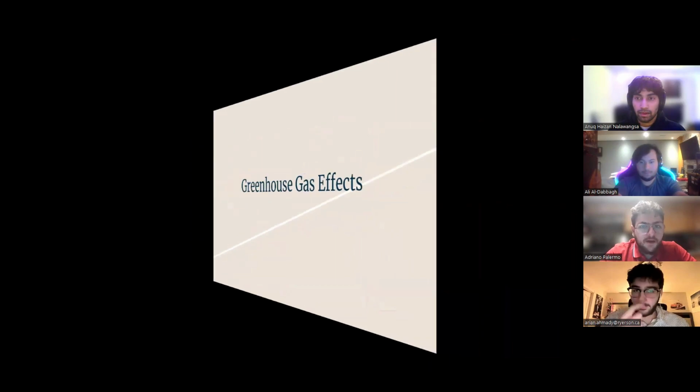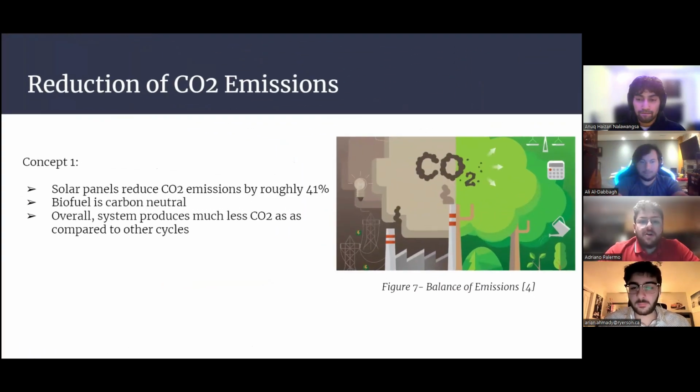Hello again, everyone. So now I'll be talking about the reduction of carbon dioxide emissions. For concept number 1, it was studied that our solar panels reduced emissions by roughly 41%, which is pretty good. After doing some research on biofuel, it is found that it is carbon neutral. This is because biofuel takes the same amount of carbon dioxide to harvest it as it releases into the system. Hence, no further carbon dioxide is released into the environment. So overall, concept 1 has much less CO2 production than most systems and is reduced by about 41%.